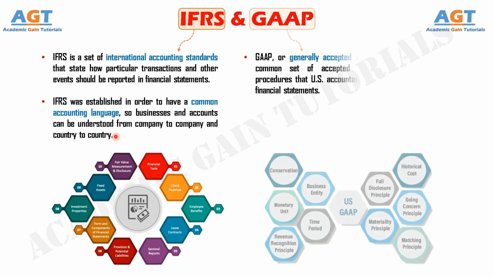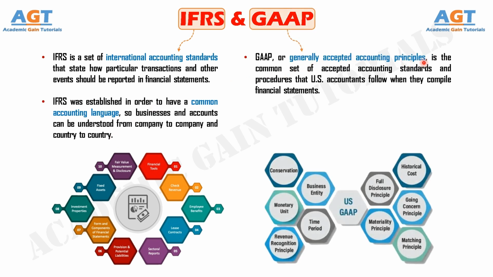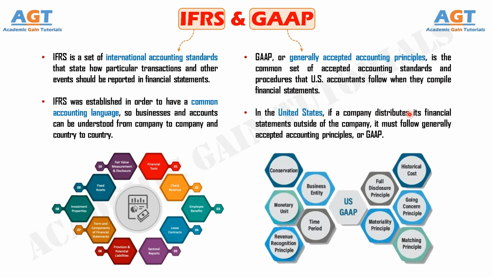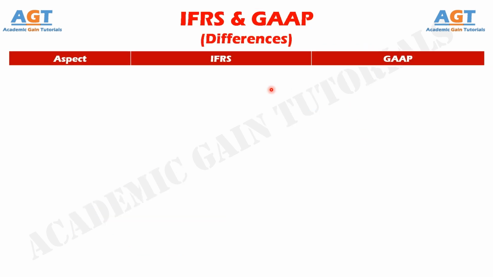On the other hand, GAAP, or Generally Accepted Accounting Principles, is the common set of accepted accounting standards and procedures that U.S. accountants follow when they compile financial statements. In the United States, if a company distributes its financial statements outside of the company, it must follow Generally Accepted Accounting Principles, or GAAP. So, let's look into the basic differences between IFRS and GAAP in a tabular form.